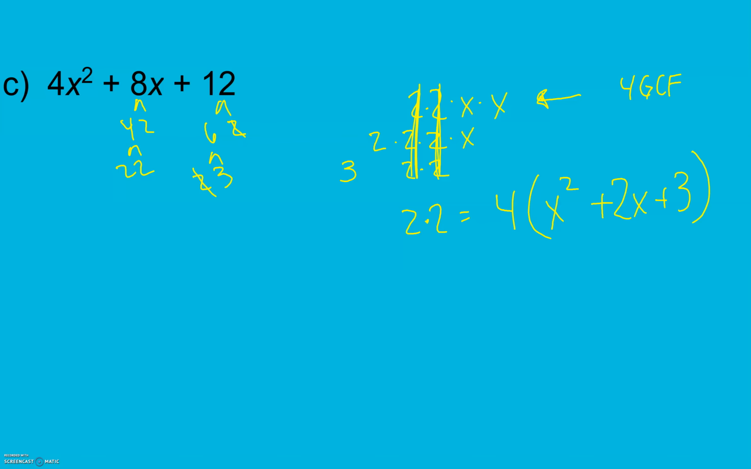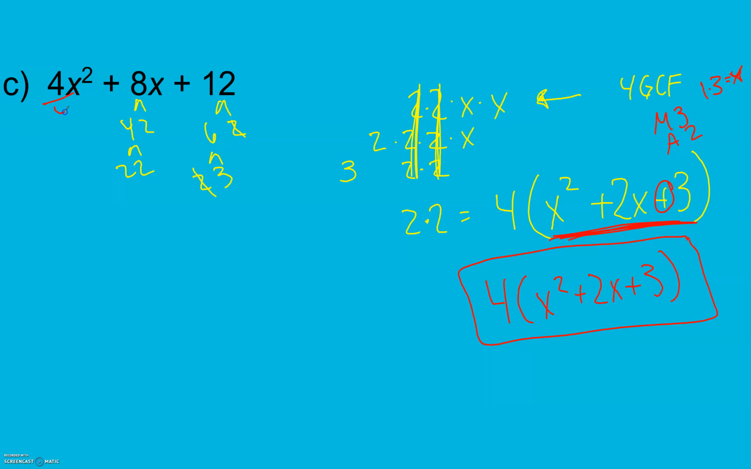Now we check to see if this factors any further. I want to multiply to 3, add to 2. My only options for 3, since it's prime, are 1 and 3, and they add to 4, which doesn't work. So this does not factor any further. The x squared plus 2x plus 3 part, we call that a prime trinomial. So the only thing we can take out there is the 4.